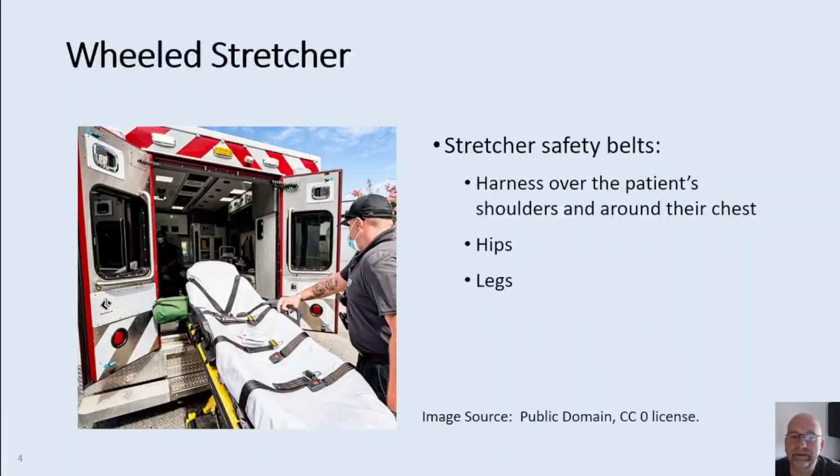Most stretchers have a safety harness at the head of the stretcher that goes over the patient's shoulders and around their chest. They will also have straps to secure the hips and legs. All restraint devices should be used when securing a patient to the stretcher. Failure to properly secure a patient using the lifting and moving devices, seatbelts, or restraint devices may lead to patient injury, provider injury, and possible legal consequences. In this image, we see an empty stretcher that shows the location of the restraint harness and belts.